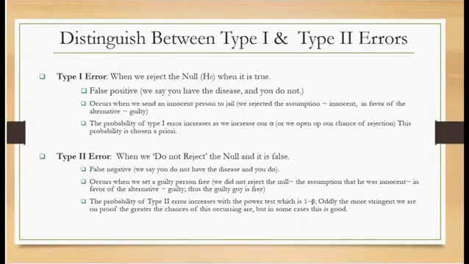Now, a type 2 error happens when we do not reject the null and it is indeed false. So it is a false negative. So we say you don't have the disease, you get your test and it says, oh, no, you're fine, you don't have the disease, but lo and behold, you actually do have the disease. So if we equate it to the court system, it would be when we set a guilty person free. So we do not reject the null in favor of the alternative.